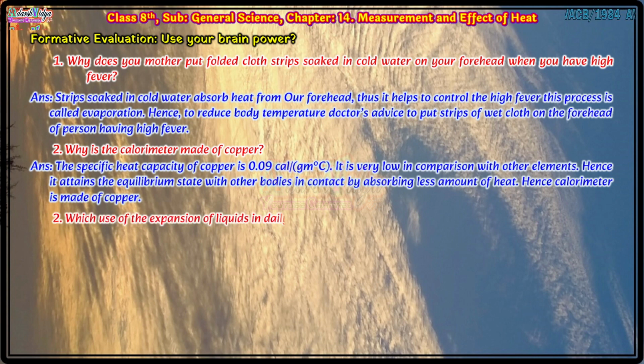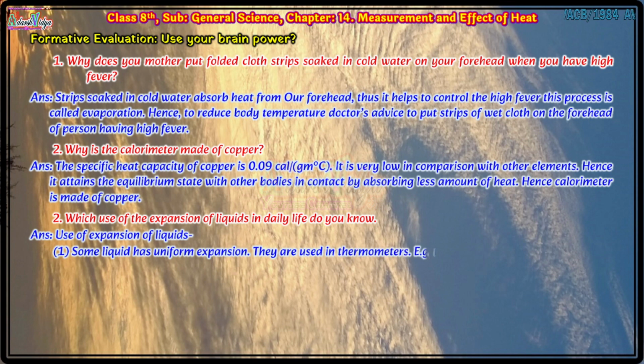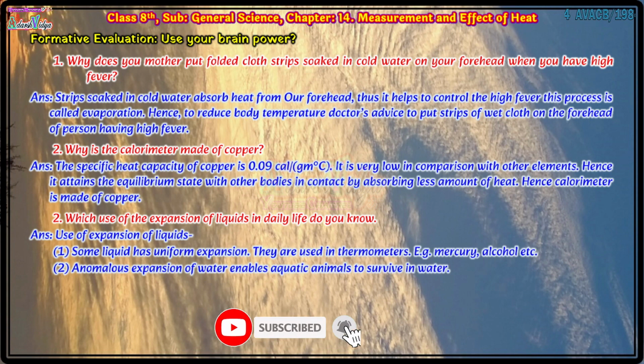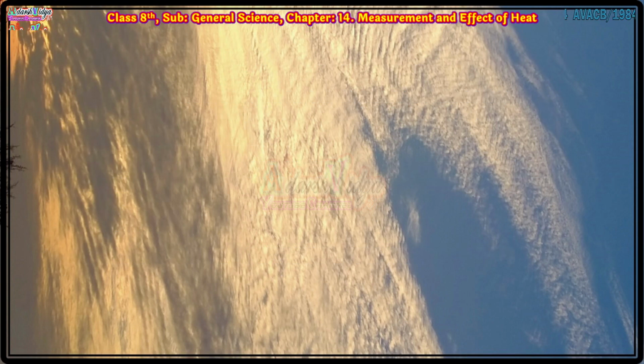Third question. Which use of the expansion of liquids in daily life do you know? Answer is: use of expansion of liquids. First, some liquids have uniform expansion. They are used in thermometers. Example: mercury, alcohol, etc. Second, anomalous expansion of water enables aquatic animals to survive in water.